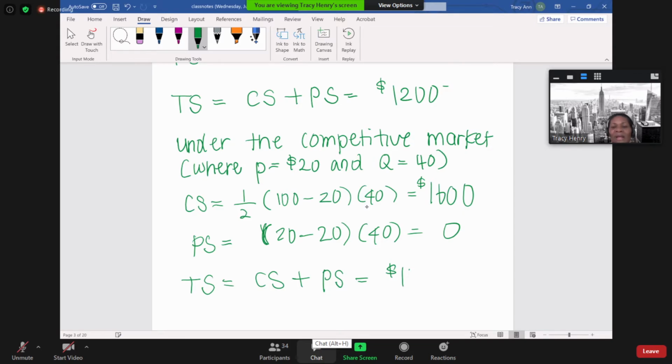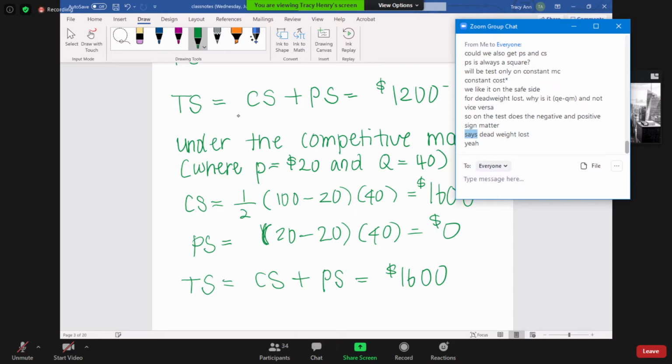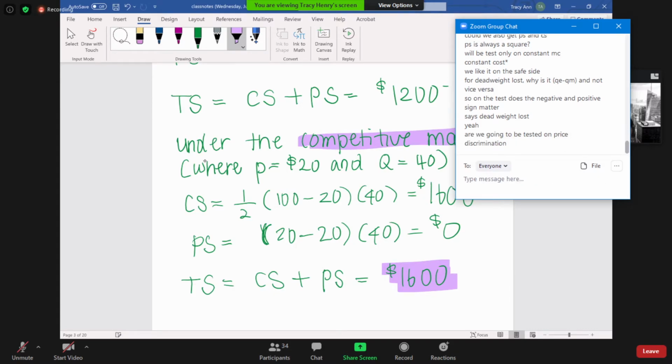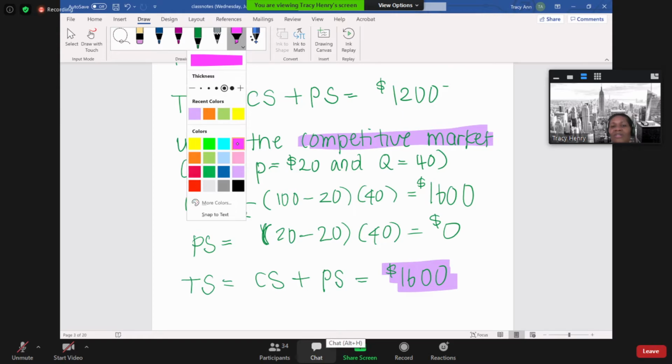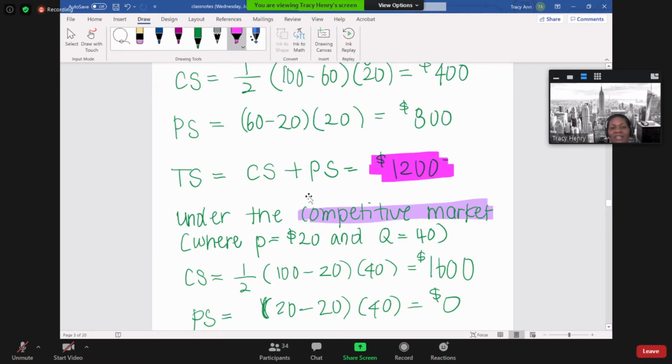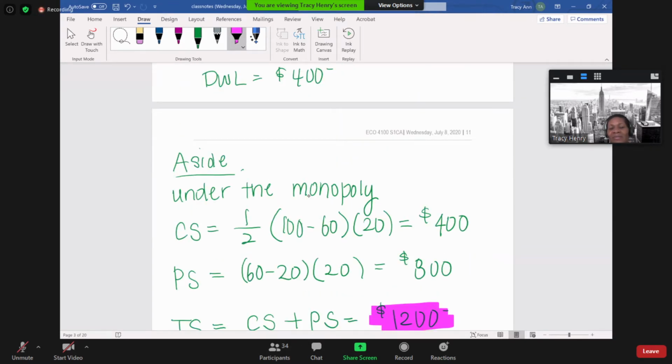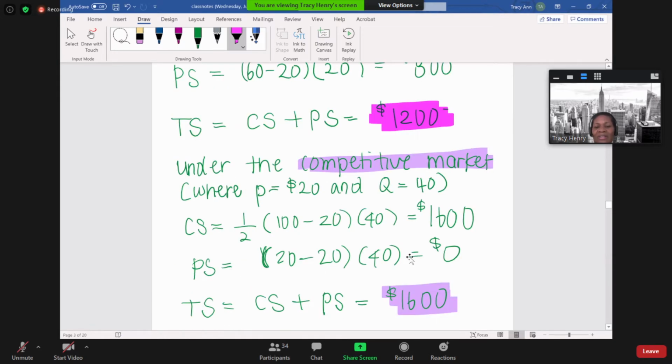So no surprise, your total surplus here, right? I want you guys to notice that your total surplus under the competitive market is greater than your total surplus under your monopoly. And the difference is actually the deadweight loss, right? So under the monopoly, the difference is deadweight loss, which is loss to both the consumer and the producer. So you could always find your deadweight loss in that manner as well.